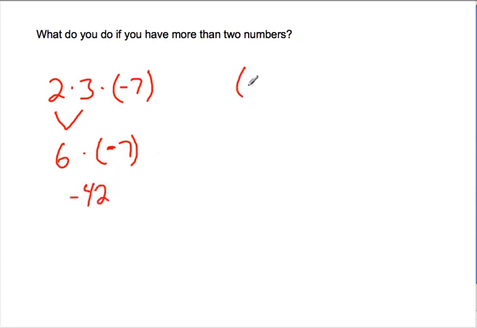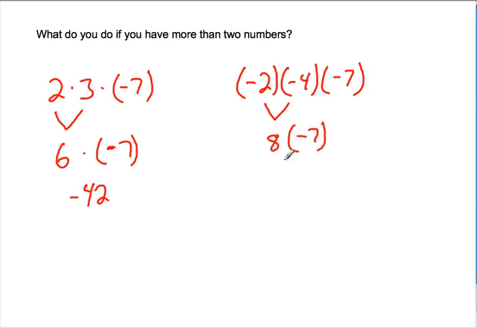So for instance, if we had three negative numbers, like negative 2, negative 4, and negative 7, then we do the first two. So negative 2 times negative 4, two negatives being multiplied is positive, times that negative 7 will give us a negative answer of 56. And that is it for the video.